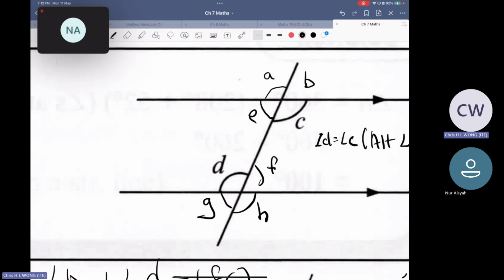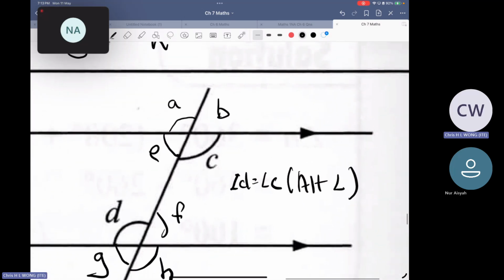So C plus F give you 180. Interior angle between two parallel lines. As long as it is between two parallel lines, inside, it will give you 180. So when you start calculating, you use all these things that you learn to find the angle. You must remember the rules. Those are the rules that you have to remember.